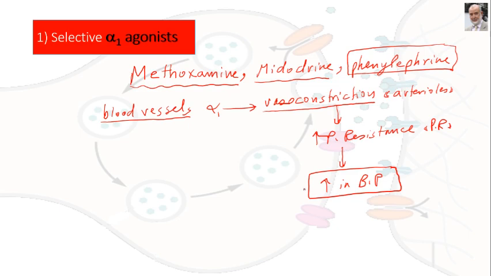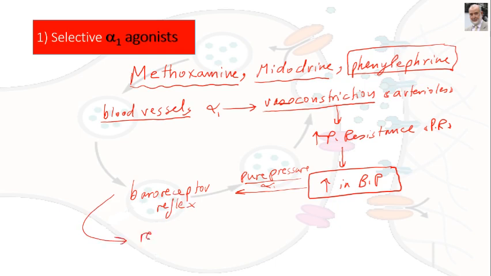As a rule, any drug which has a pure pressor effect, i.e. a pure agonist activity at alpha-1 receptors, usually stimulates the baroreceptor reflex, and this baroreceptor reflex will result in what's known as reflex bradycardia.